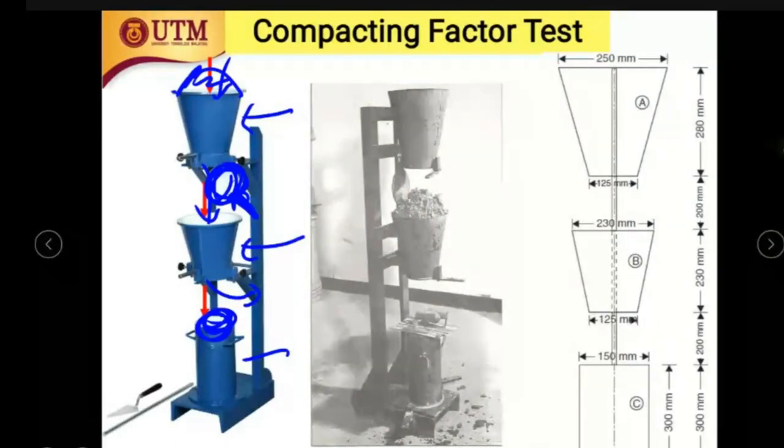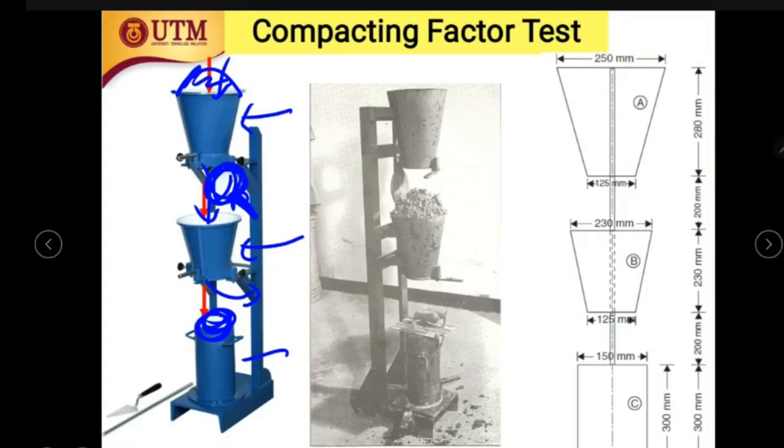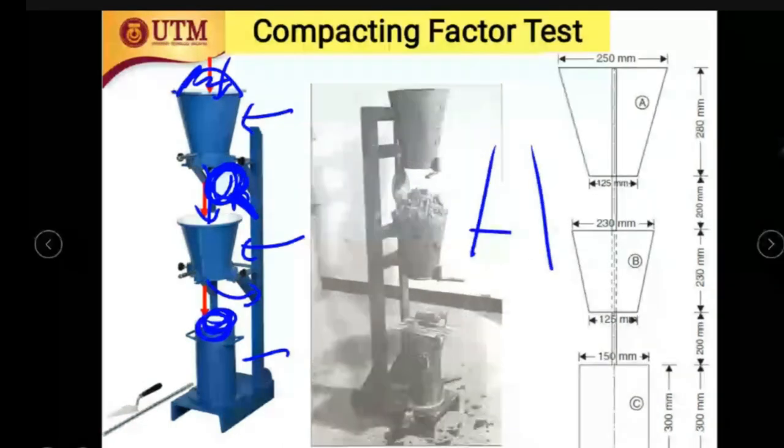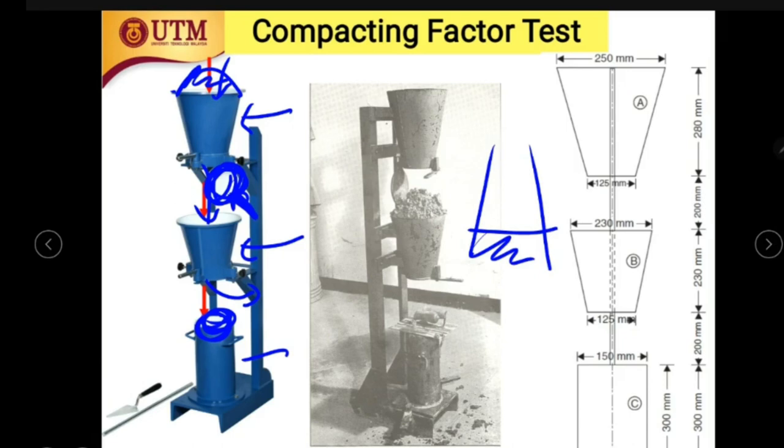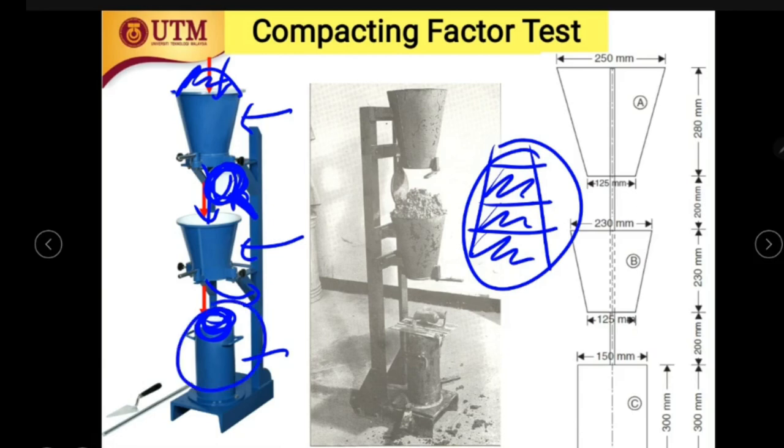So this partially compacted concrete, we compare its weight to the weight of the concrete that we compact according to the slump test procedure just now. If you still remember, we fill one layer, tamping 25 times, and another layer 25 times. If the concrete has been compacted like this, it is considered fully compacted concrete. So the weight of the concrete that we collected here, compared with the weight of the fully compacted concrete, is the compacting factor. That is an indication of how much work is required in order to make the concrete fully compacted.